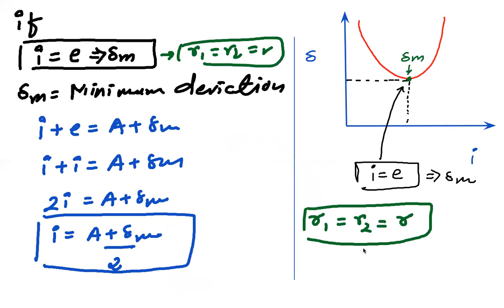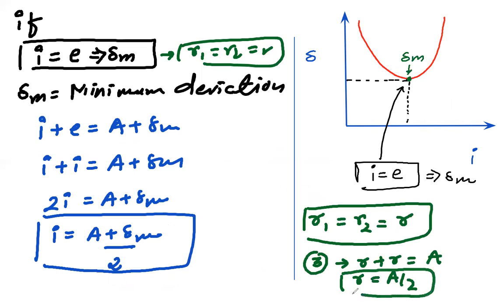So equation number three will look like this: r plus r equals A, so 2r equals A, so r equals A by 2. Let's say I am giving this equation number fourth, I am giving this equation number fifth, and I am finding out my equation of refractive index.